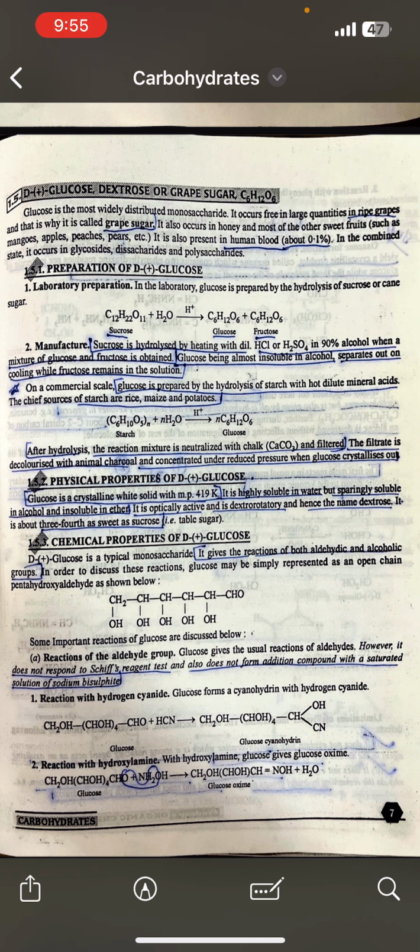On a commercial scale, glucose is prepared by the hydrolysis of starch with hot dilute mineral acid. The chief sources of starch are rice, maize, and potatoes.